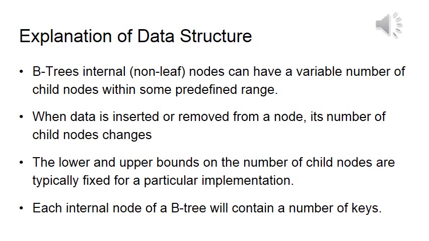B tree is a very popular data structure. It has well-known uses in databases and file systems. A B tree's internal nodes can have a variable number of child nodes within some predefined range. When data is inserted or removed from a node, the number of child nodes changes. The lower and upper bounds on the number of child nodes are typically fixed for a particular implementation. Each internal node of a B tree will contain a number of keys.